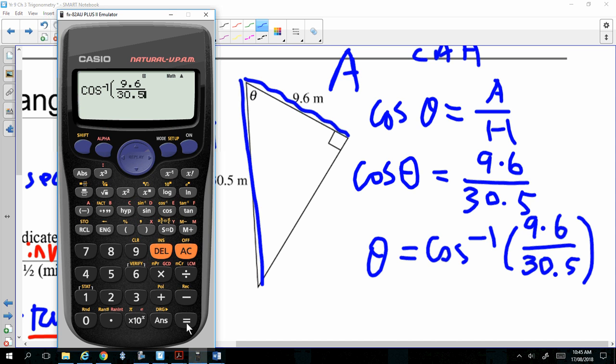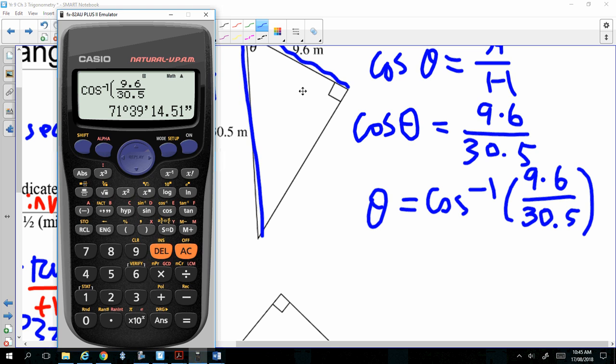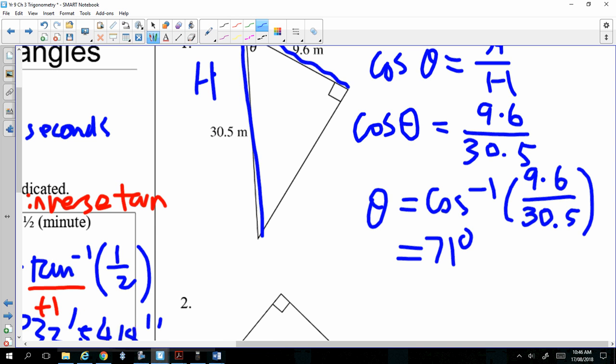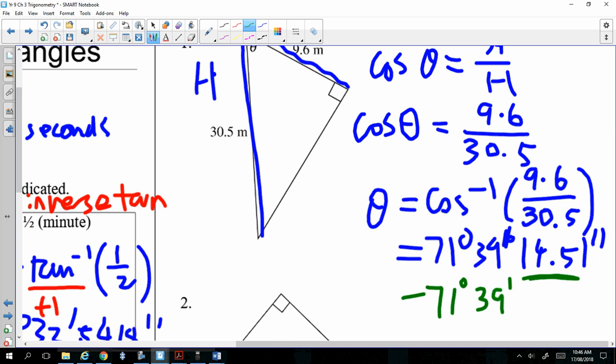Now I want minutes, so which button do I press? This one here. So 71 degrees, 39 minutes, 14.51 seconds. Let's write it down. You round down because that's less than 30, so you keep it as 39 minutes. Does that make sense? Rounding to the nearest minute is quite easy. All right, let's move on.